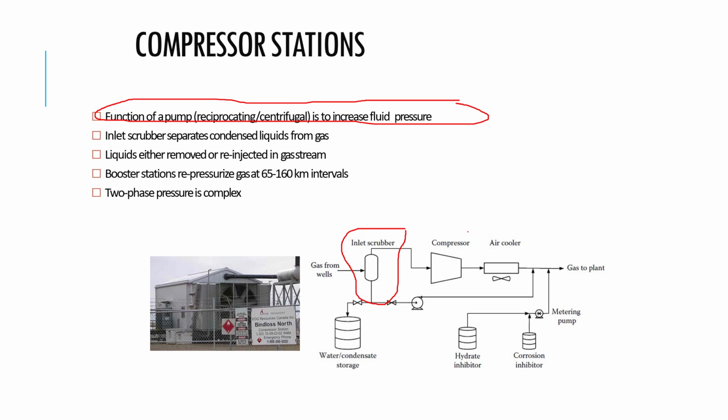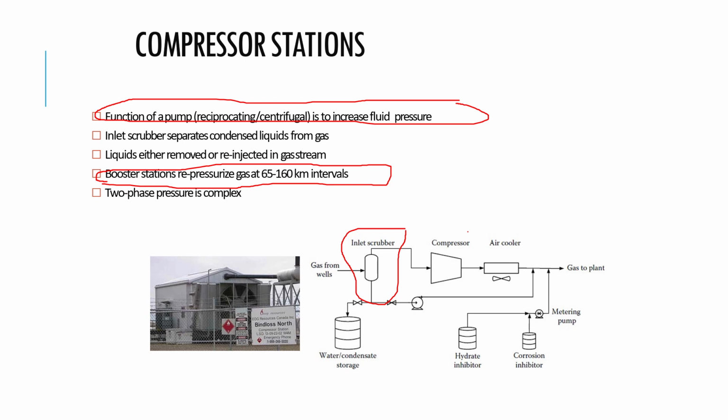So you will first let the gas pass through what we call the inlet scrubber, where the inlet scrubber will remove the liquid from the gas through what we call liquid-gas separation, for example. And the liquid will be collected or re-injected. If it's water, for example, you can re-inject this water back to the reservoir. If it's heavy hydrocarbon, you can collect this heavy hydrocarbon and use it as a product. And normally you will use something called a booster station, which is required to repressurize the gas and increase the pressure in the pipeline.